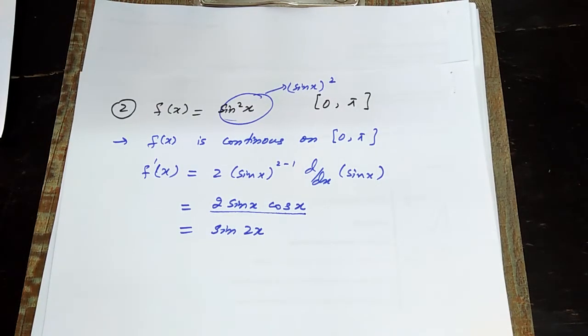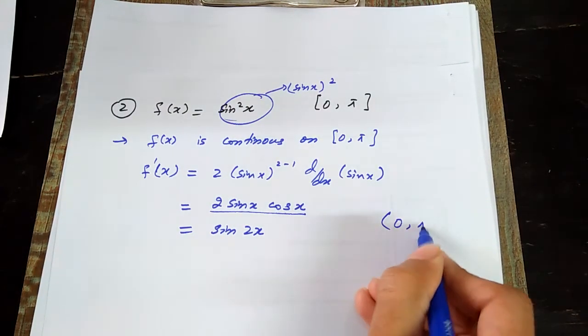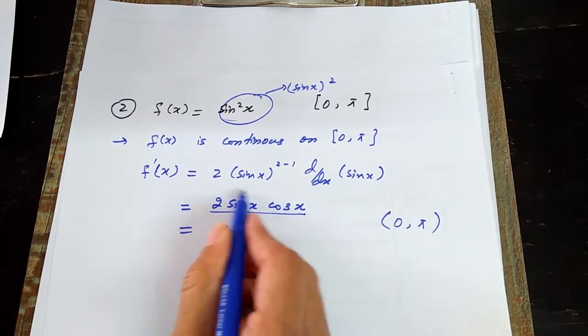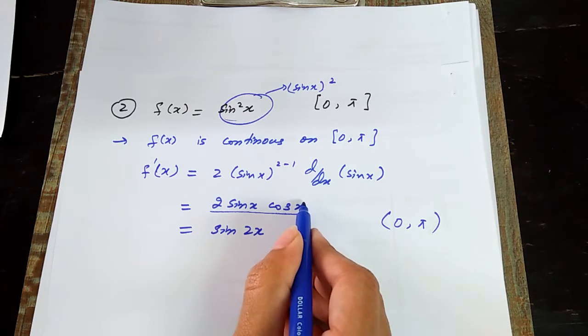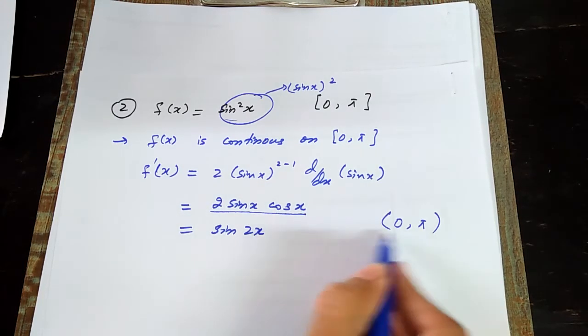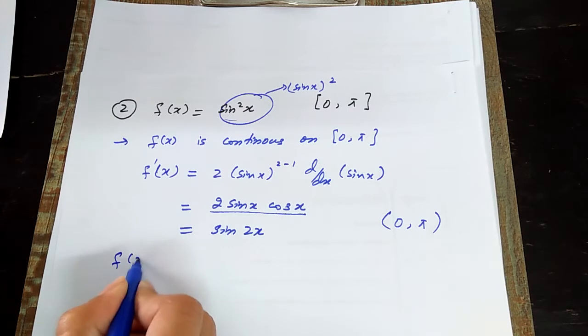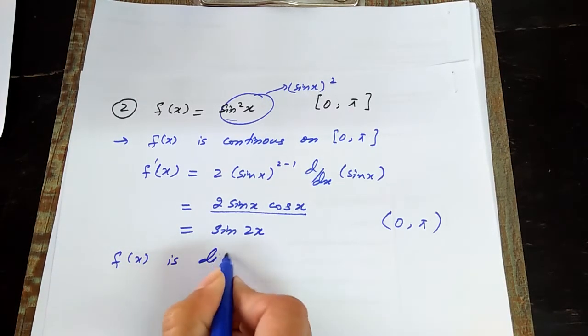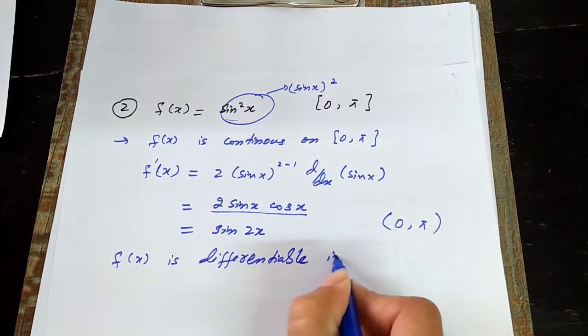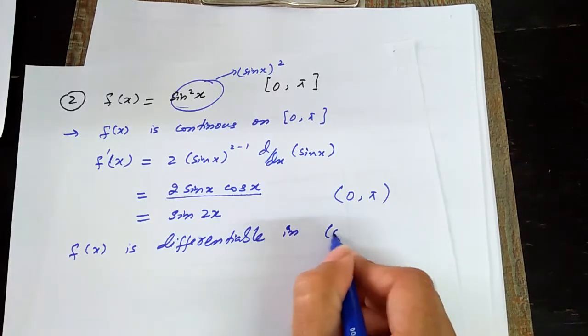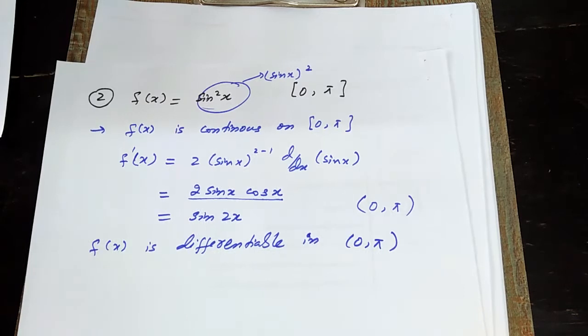So it's okay if you stop here. Now you have to check its validity in this open interval 0 to pi. Again, sine is continuous in this interval, cos is also continuous in this interval, so you have no discontinuity between this interval. So f of x is differentiable in this open interval 0 to pi.